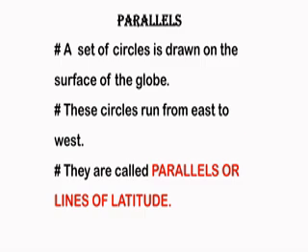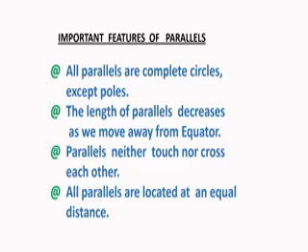We know that in this lesson we are going to learn about parallels and meridians. So first we are going to learn what a parallel is. Parallels are a set of circles drawn on the surface of the globe. And these circles run from east to west. So these lines are known as parallels or lines of latitude. Now we are going to learn about the important features of parallels. All parallels are complete circles except the North Pole and the South Pole.